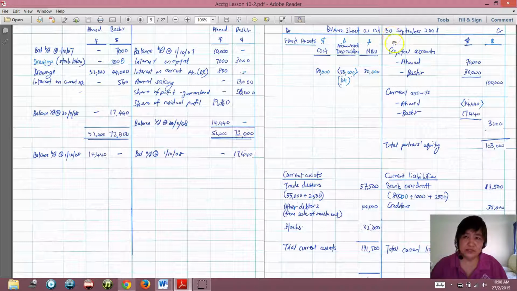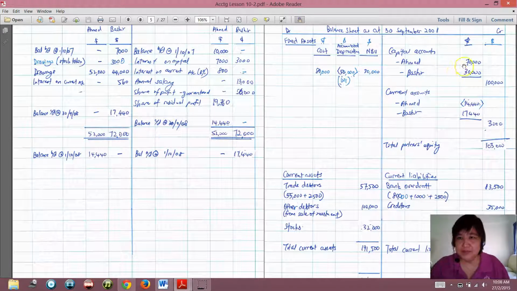You can just do equity, then underlined. Even if you left it out, it is not a very big major mistake. So you just write here equity, underline. Okay, then you put here capital accounts. Okay, and then current accounts.